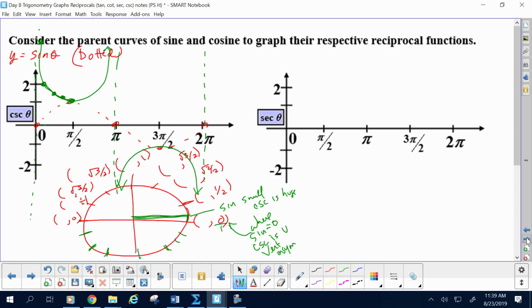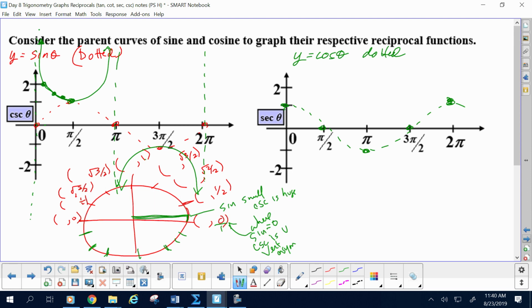Okay, cool. So with that in mind, let's go secant. Start by sketching y equals cosine dotted. What does y equals cosine dotted look like? Where does cosine start, quote unquote? It starts at the top, yeah? 1, middle, min, middle, max.